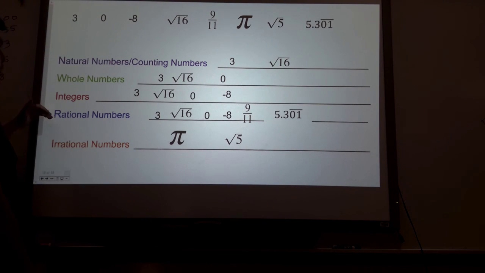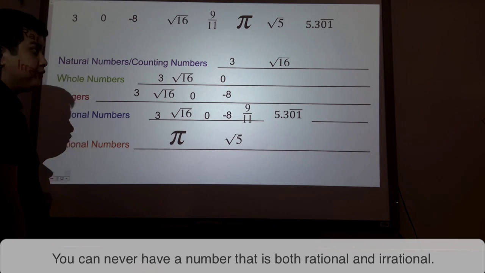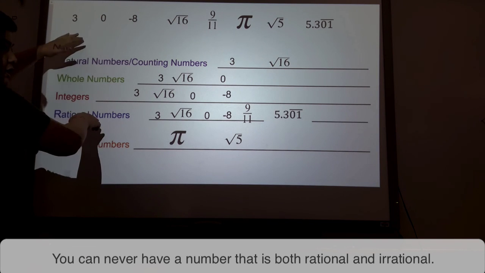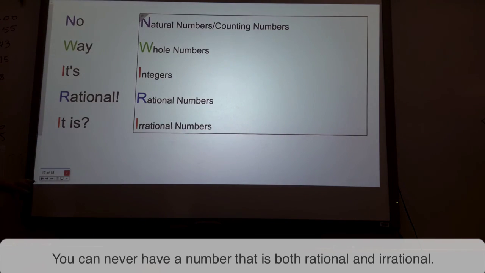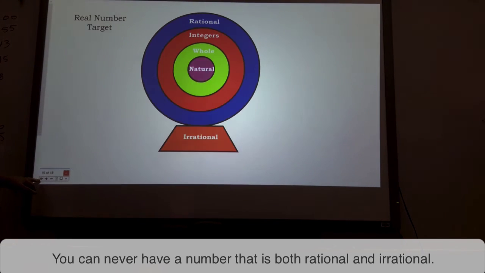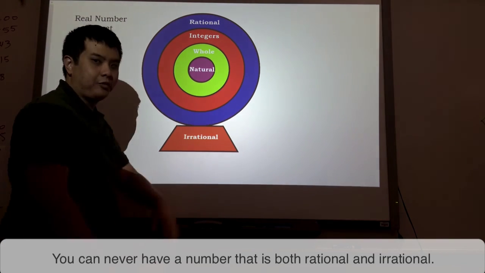And notice how any number that is an irrational number is not a rational number, and any number that's a rational number is not an irrational number. Okay. These are completely two distinct categories, just like the target would suggest. Okay. These are completely separate from one another.